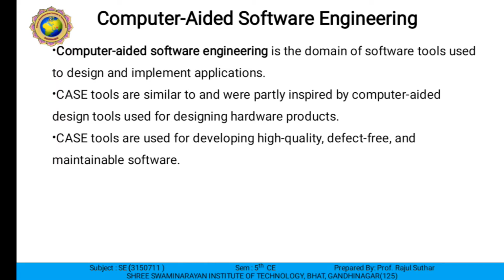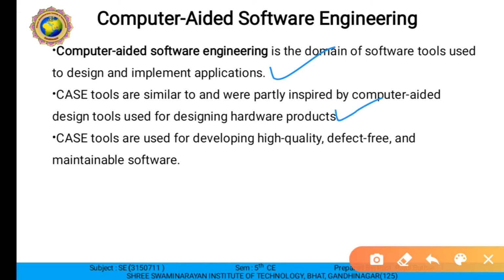Let me discuss computer-aided software engineering. So it is nothing but CASE. Computer-aided software engineering is the domain of software tools used to design and implement applications. So CASE is one type of tool. CASE tools are similar to, and partially inspired by, the computer-aided design tools used for designing hardware products. CASE tools are used for developing high quality, defect-free and maintainable software.